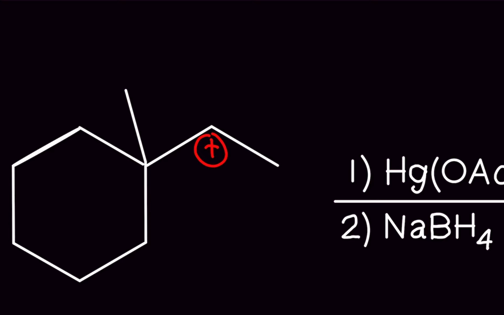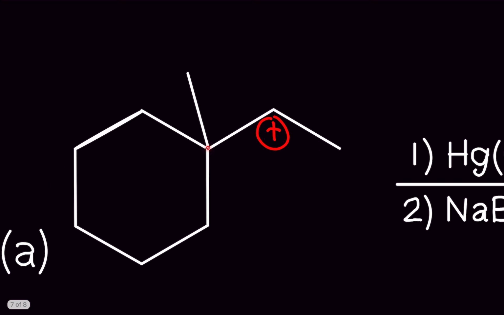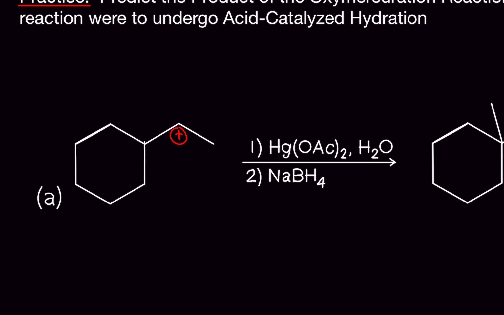Well, this carbon has 1, 2, 3, 4 bonds. That means there's no available hydrogens. So now we have to look for methyl groups. We indeed do have a free methyl group, so we can do that. So what we can do is just move this here, and the carbocation will go here. So let me just copy that.